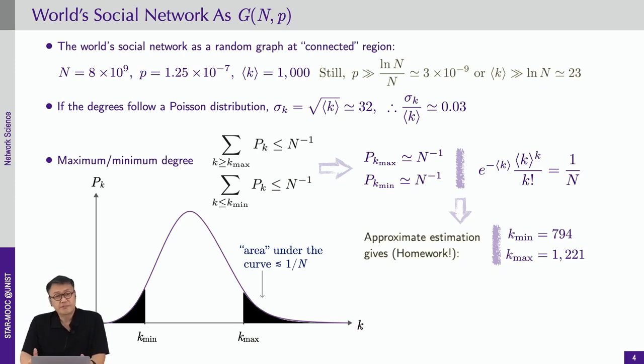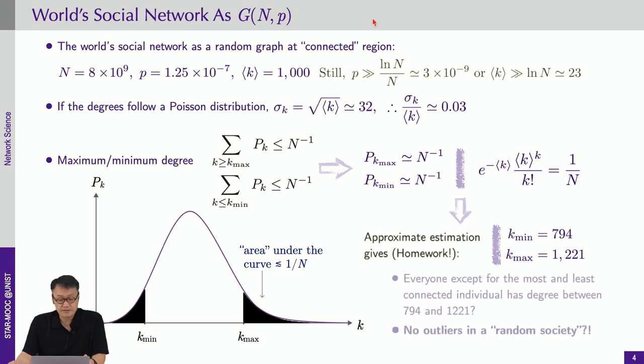Yes, except for the most and the least connected individuals, everyone on this planet has degrees between 800 and 1200. Is it convincing to you? Probably not. All the humans having such a narrow range of connectivity is simply unbelievable.